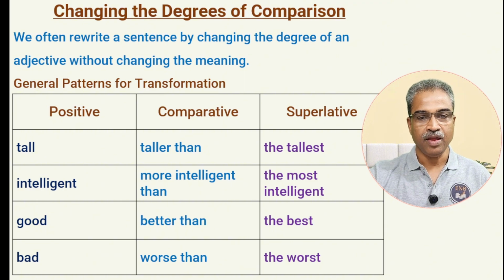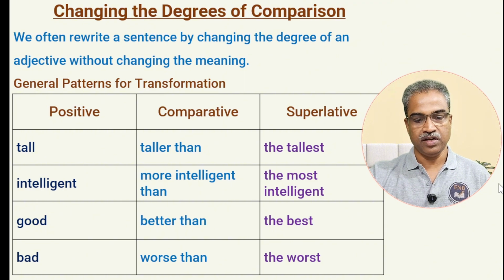Okay. We have a general pattern. The general pattern for transformation is positive. For example, let's take the adjective, the quality, tall, height, tall. Now comparative, it will be taller than, always taller than. Okay. I am taller than my brother. So taller than. Superlative form, the tallest. We saw that in the previous video as well.